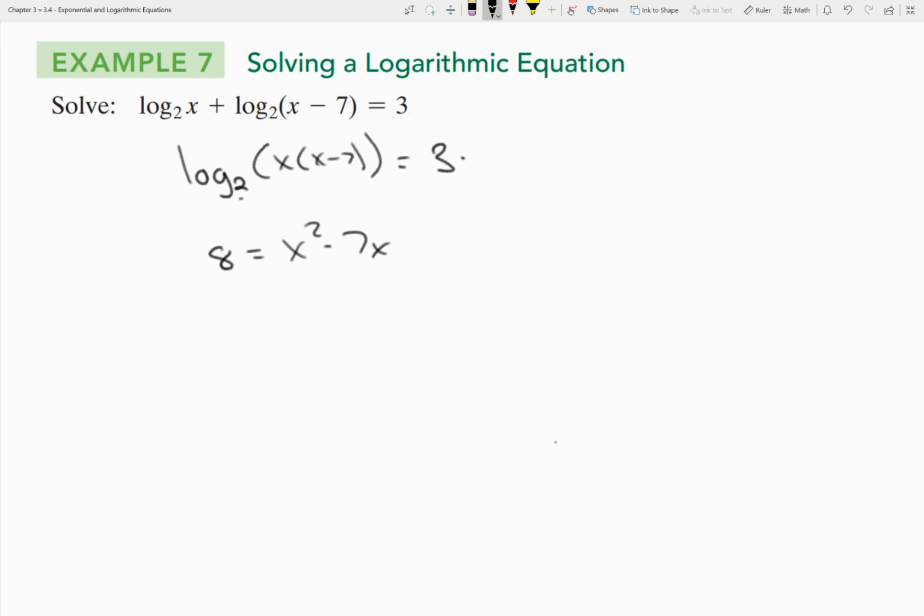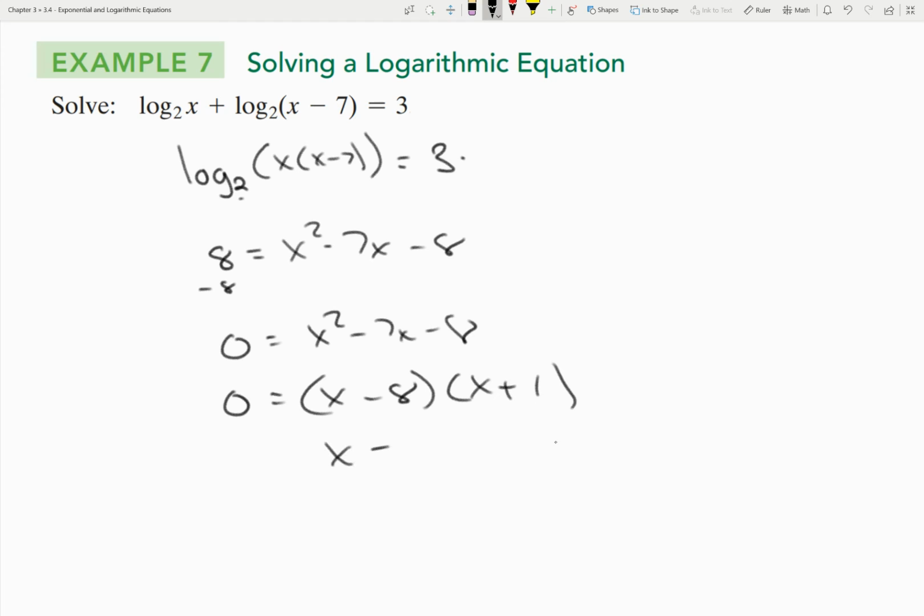Oh, I see a quadratic there. So let's set it equal to 0, which then can be factored to x minus 8, x plus 1. So x is equal to 8, and x is equal to negative 1. Well, that's great, but look carefully at my two solutions.